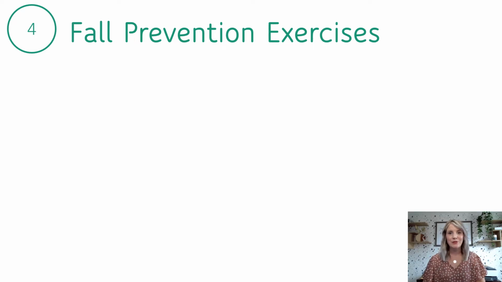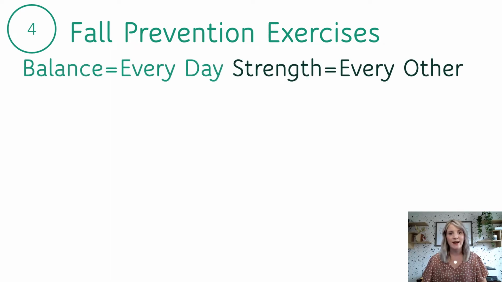The fourth tool in your fall prevention toolkit is fall prevention exercises. These exercises help reduce the chance of falls. When you do these exercises, you can improve your balance and your muscle strength, both of which are used to prevent falls. We will start with balance exercises that should be done every day. Then we will move on to strengthening exercises, which should be done every other day.